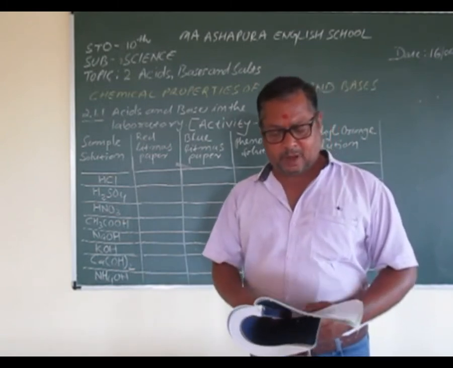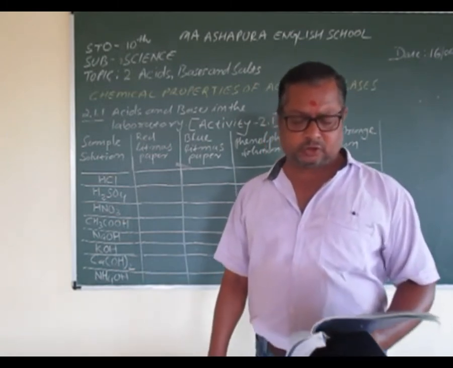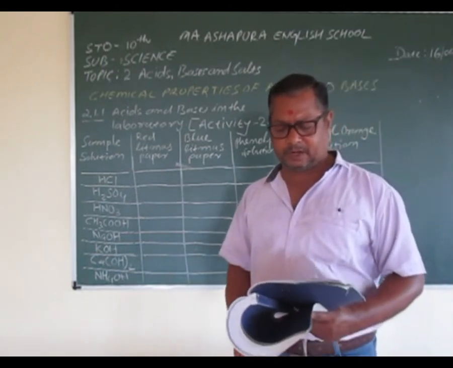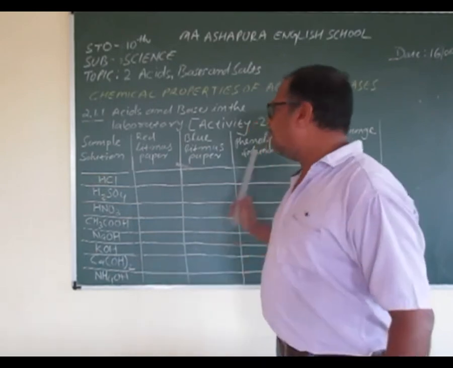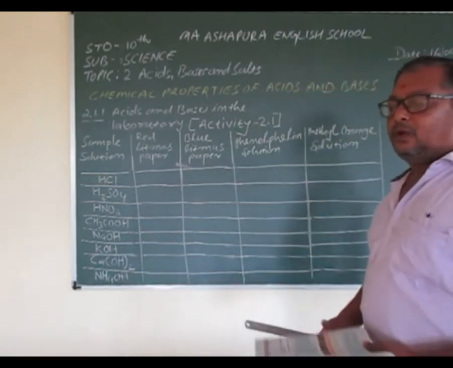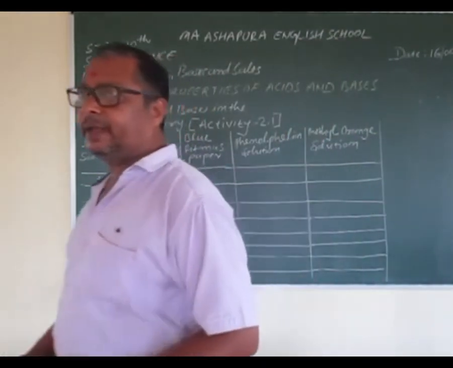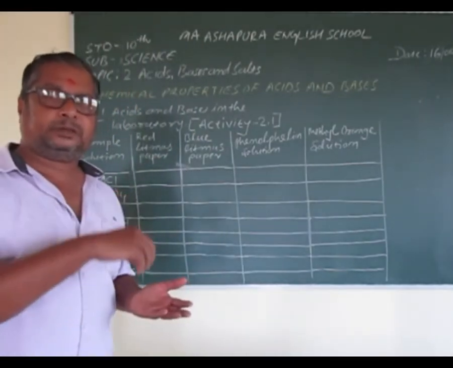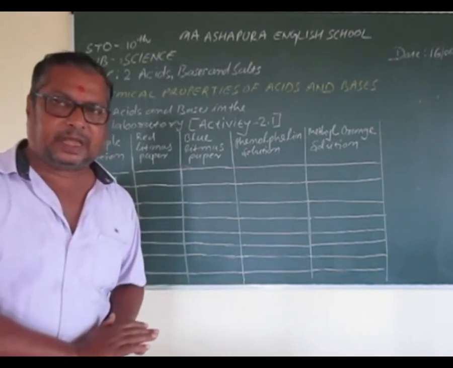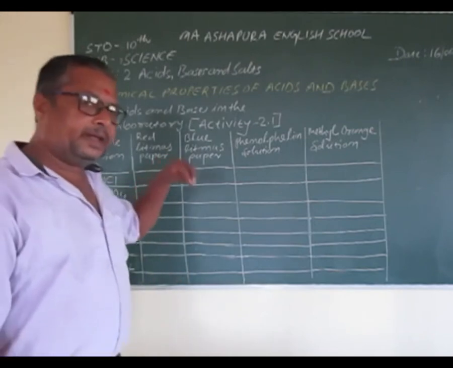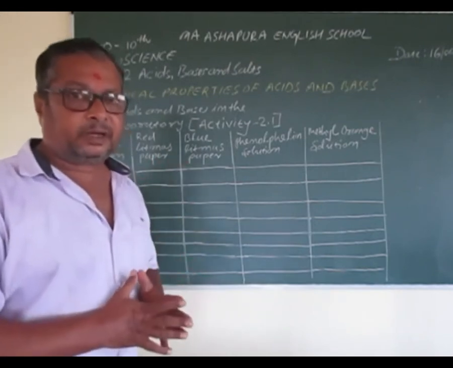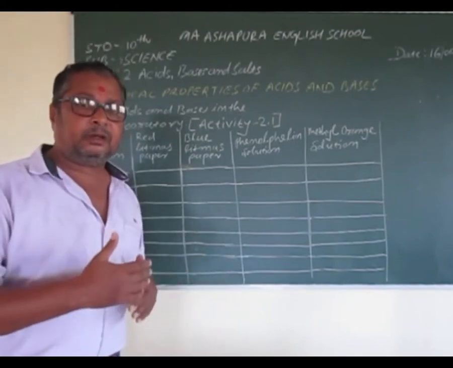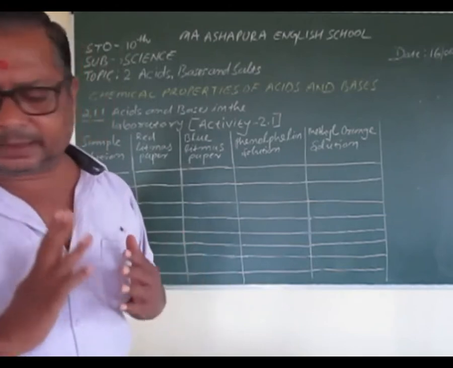Now second, put a drop of each of the above solutions on a watch glass one by one and test with a drop of the indicator shown in the table. Okay, so what to do? First one, take the samples one by one and put some drops in the watch glass, and then after that add some indicator to it, and observe what change occurs during the mixing with the indicators.